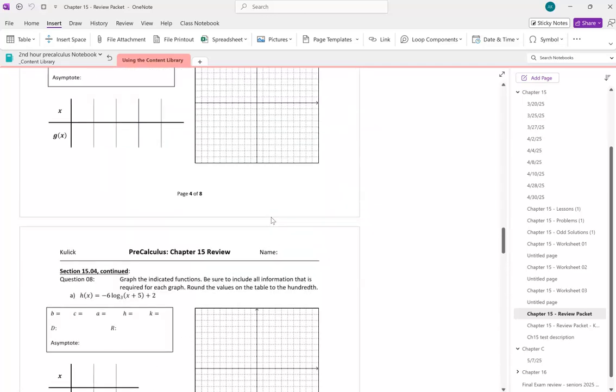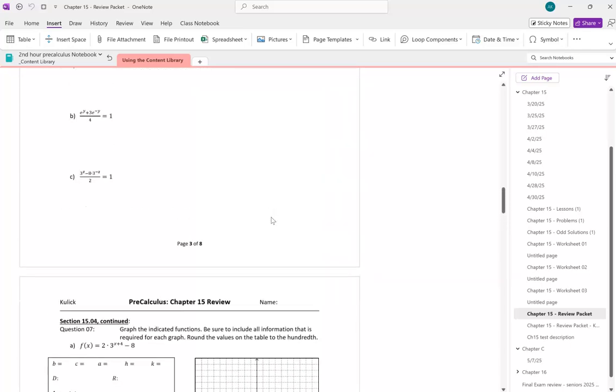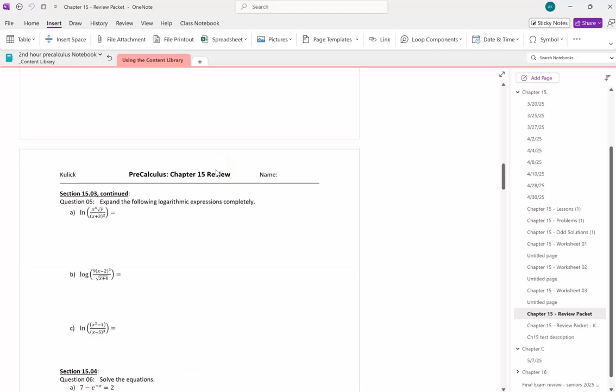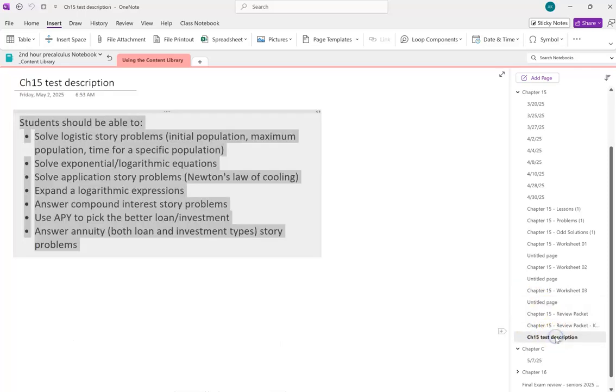Also on the review, there are these graphing problems. You don't have to do those. We didn't do any graphing this year. You can just put an X through them or skip them, whatever. You don't have to do that. That won't be part of the test. But that's the gist of it.